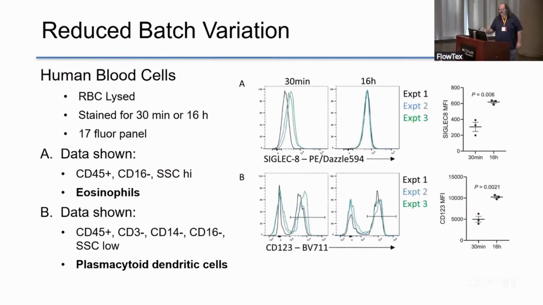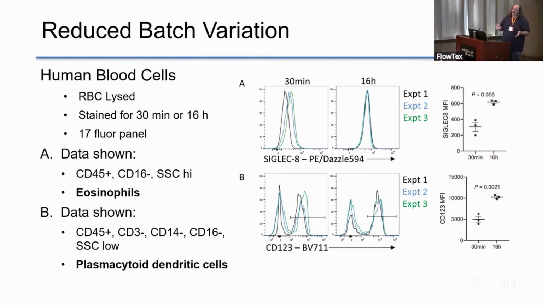Oh, they also did a large study on overnight staining for batch effect. So in this case, what they did was they took human blood cells and they thawed them out from the same donor, same tubes, okay? And they thawed them out 3 different times, and then they did the analysis. They did it at 30 minutes, and then they did it at an overnight.